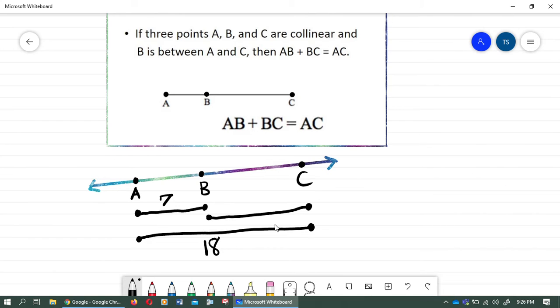Okay? So if the length of AB was equal to 7, and the length of AC was equal to 18, one possible example might look like that right there. They may say find the length of BC.